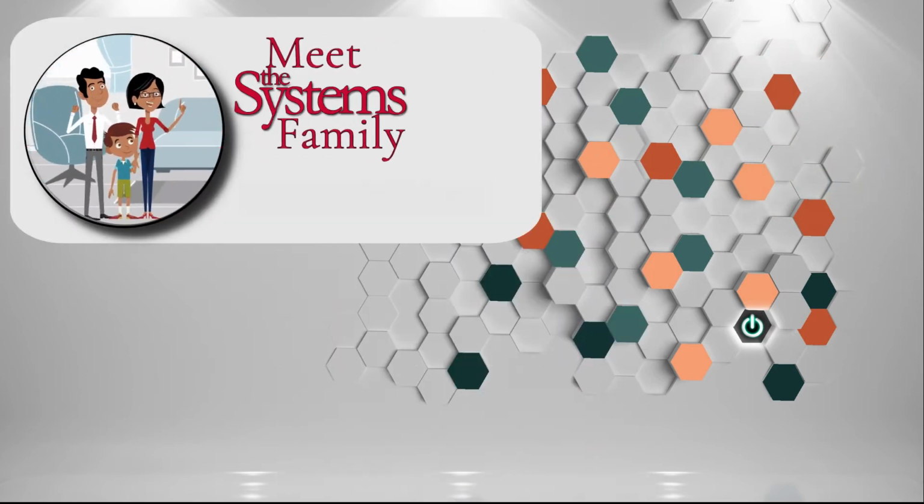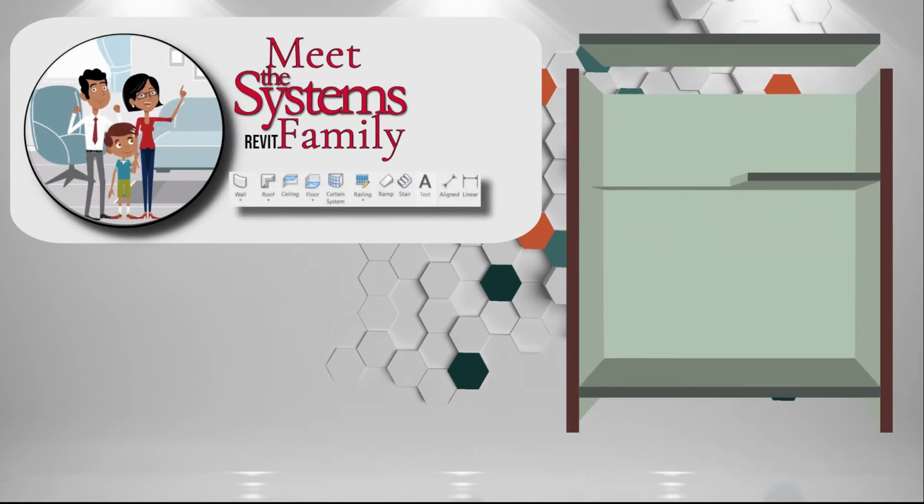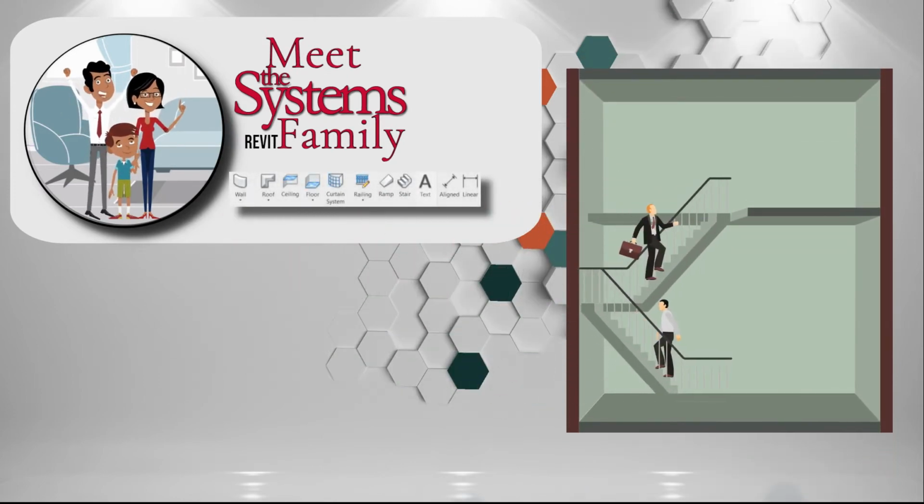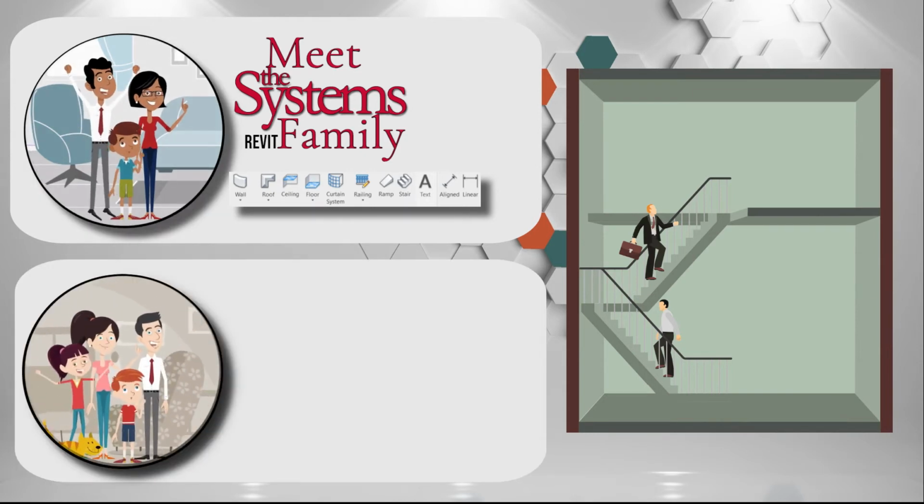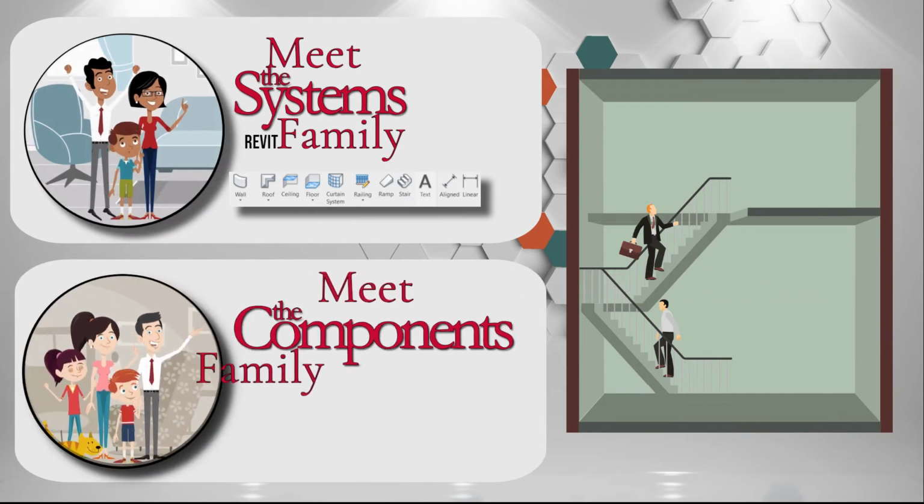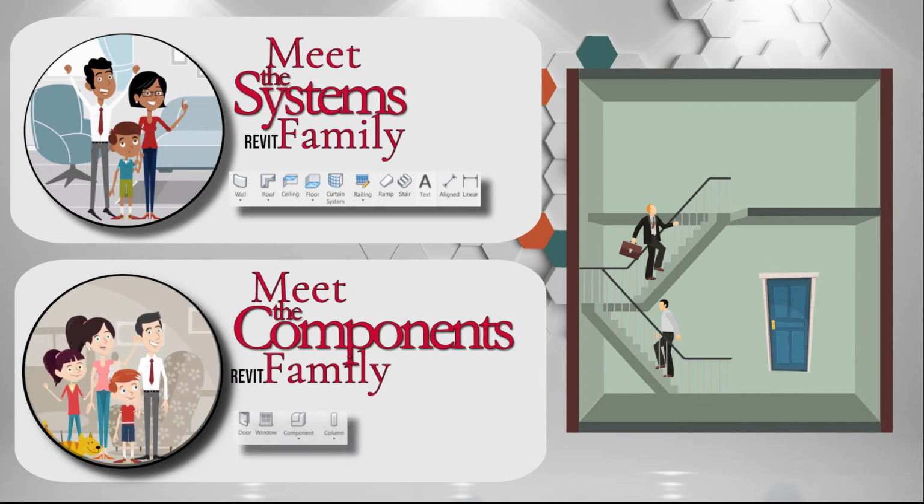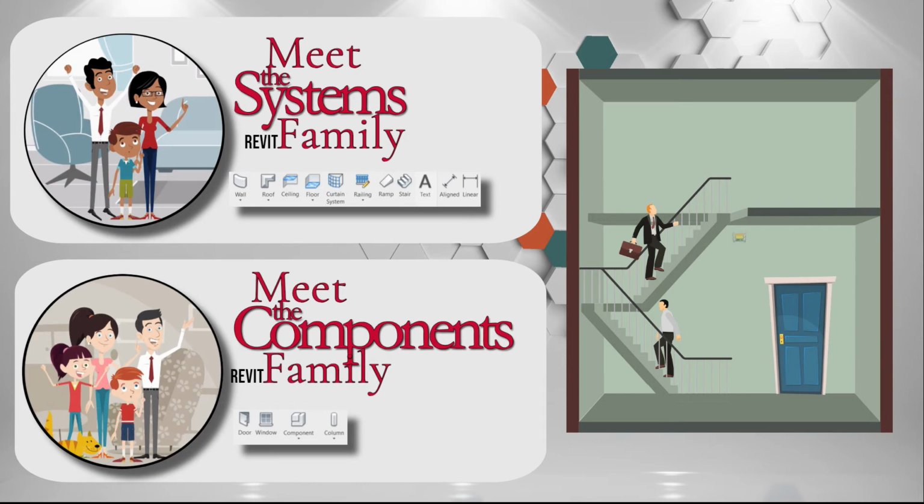Prime examples of system families are walls, roofs, ceilings, floors, stairs, ramps, and handrails. Just to mention a few examples. Prime examples of component families are doors, windows, columns, and any component you insert in Revit.